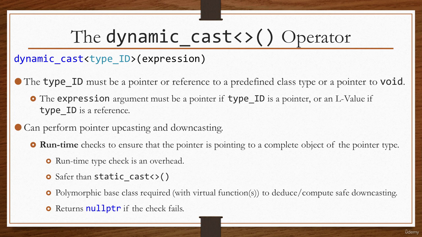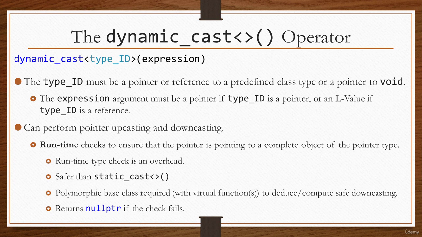Here is an example of the dynamic cast syntax with a type ID for the type argument, and then an expression for the actual argument, the actual parameter. Now the type ID, so what we want to convert to, must be a pointer or a reference to a predefined class or a pointer to a void. So we can cast to a pointer or to a pointer to a void or to a reference. Then the expression argument must be a pointer if type ID is a pointer, or an L value if the type ID is a reference.